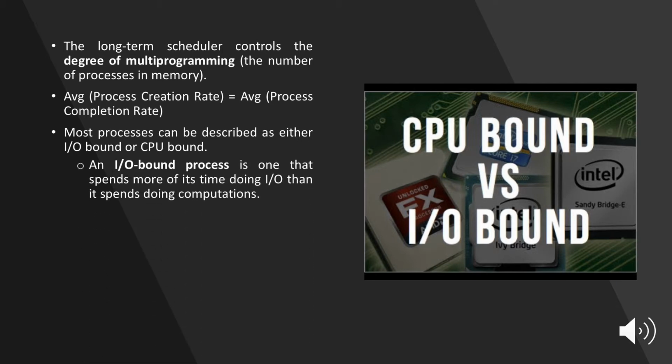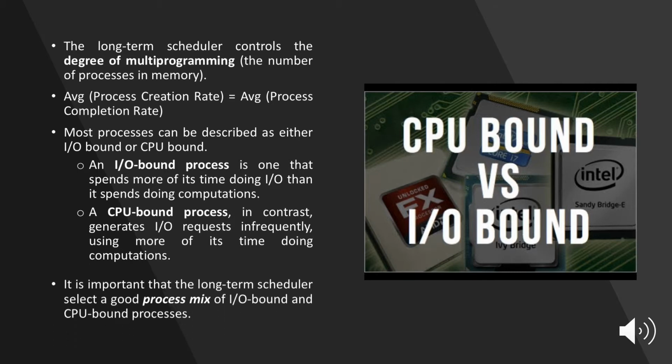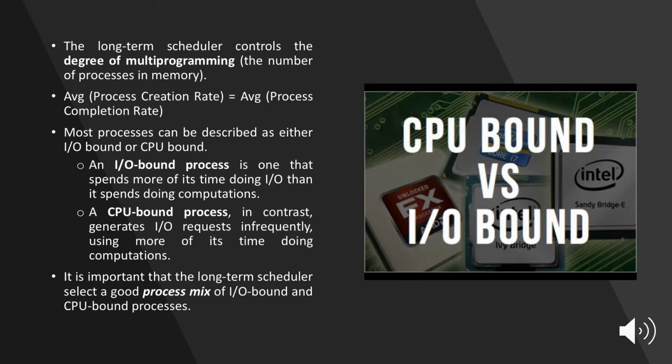An IO bound process is one that spends more of its time doing IO than it spends doing computations. A CPU bound process, in contrast, generates IO requests infrequently, using more of its time doing computations. It is important that the long-term scheduler select a good process mix of IO bound and CPU bound processes.